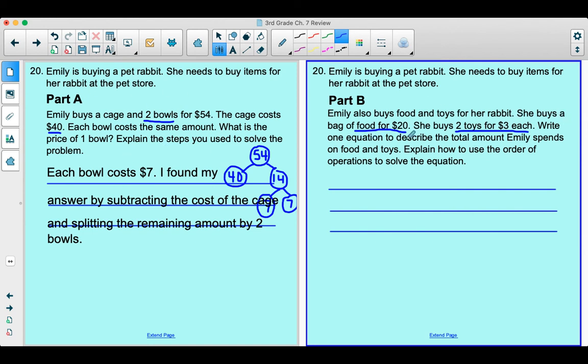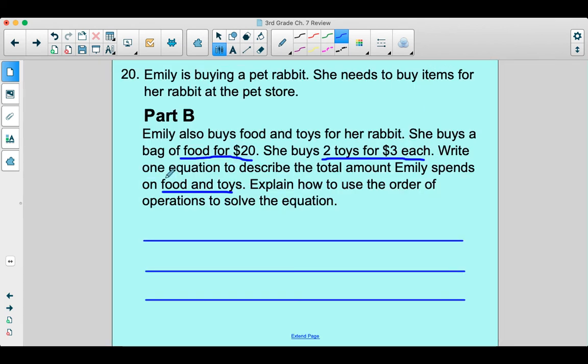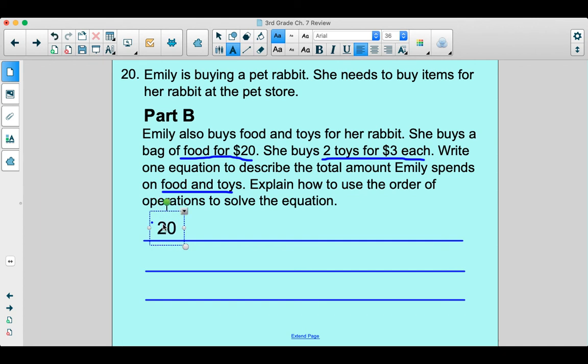All right, so write one equation to describe the total amount Emily spends on food and toys. We have everything we need right here on this page. All right, so here's the cost of the food, $20. Let's type it. $20. So she had that, plus she also bought 2 groups of toys for $3 each, right? And that equals our total cost. So I could say C for cost.